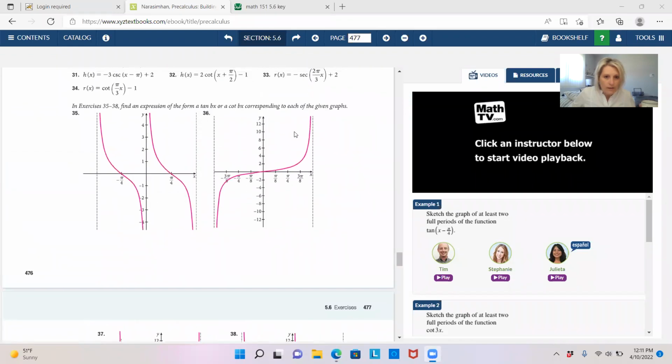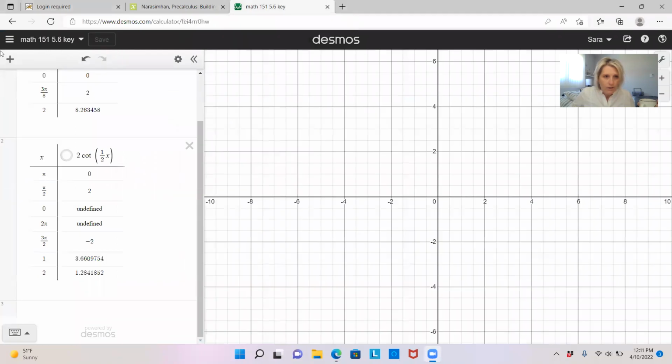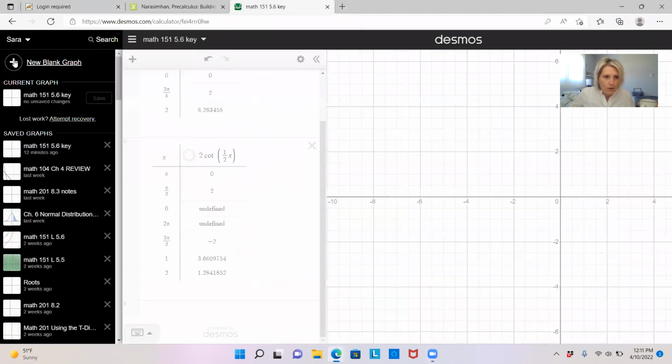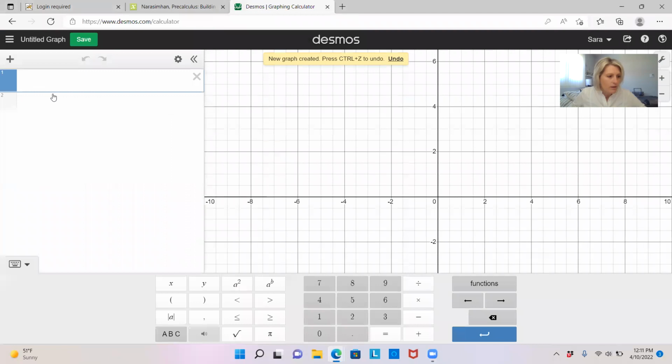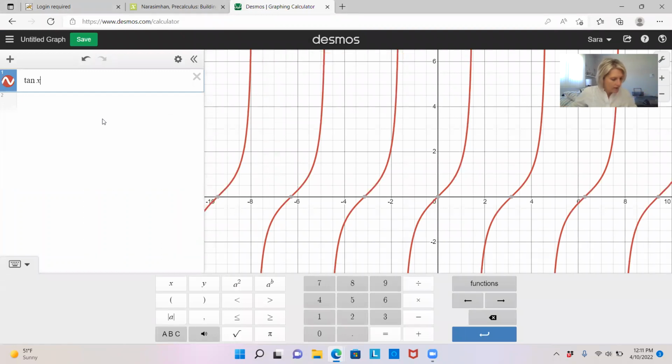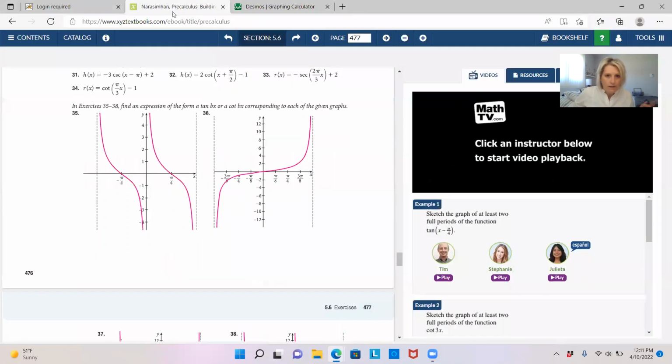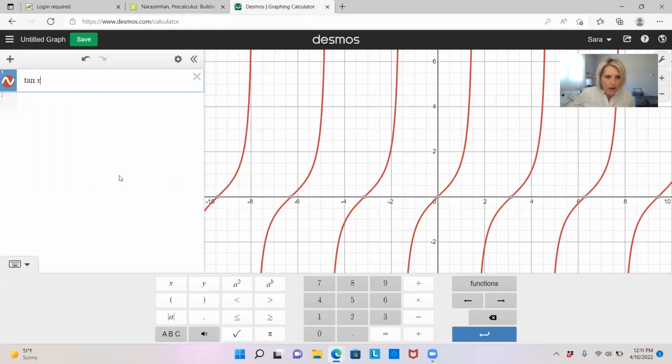So 36, just looking at the shape of the graph, this is going to be a tangent graph. So we can go to Desmos here, and we can say, make a tangent of X graph. So we can see that 36 is right here. It goes up from left to right, and we've got our tangent graph.